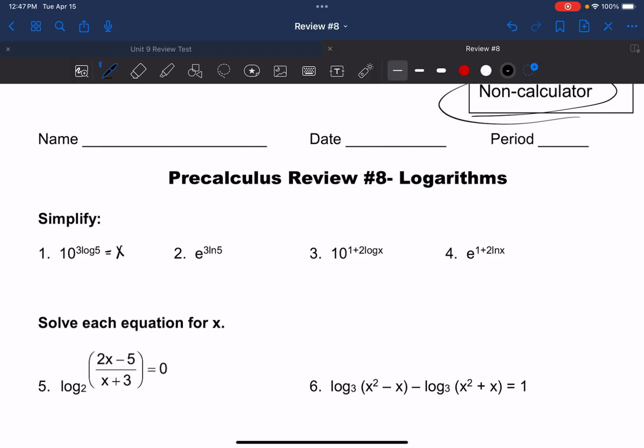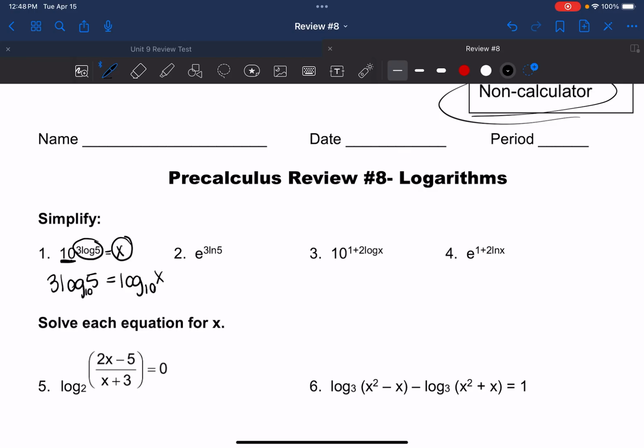I'll call it x. Remember on 8.1 we learned how to rewrite exponentials as logs and logs as exponentials. So that's what I'm going to need to do here: rewrite. So I'm going to take this exponent, which is 3 log 5, and I'm going to set that equal to log, and then my base, b here, would be my base from the exponential, which was 10. So I'm going to have a base of 10 here, of the other side, which was x.